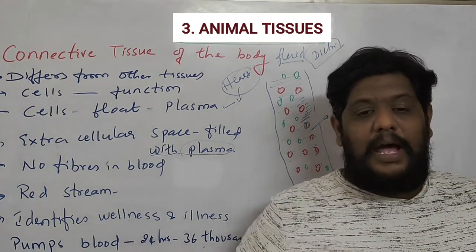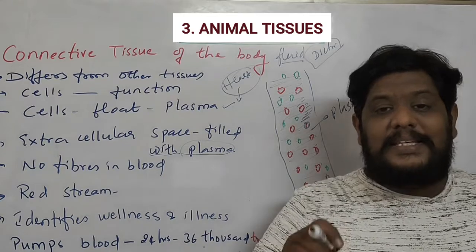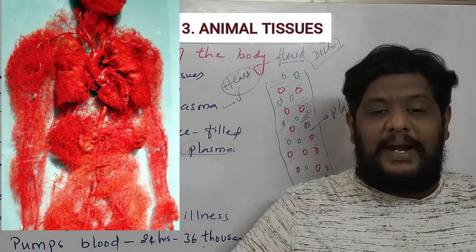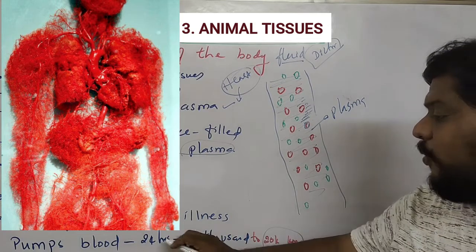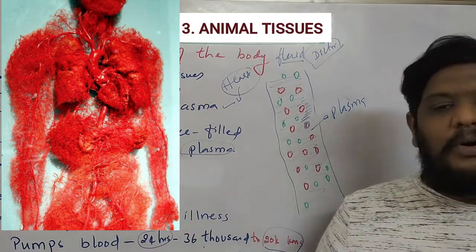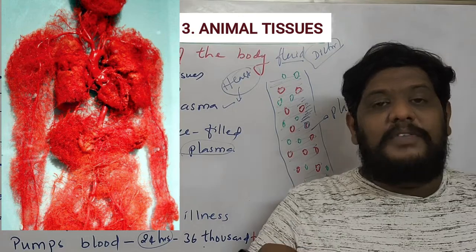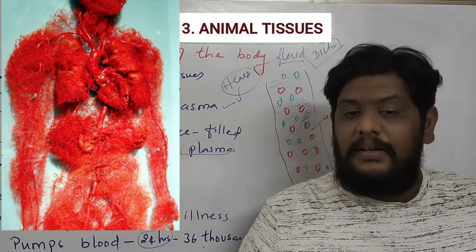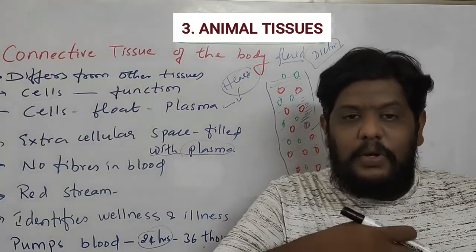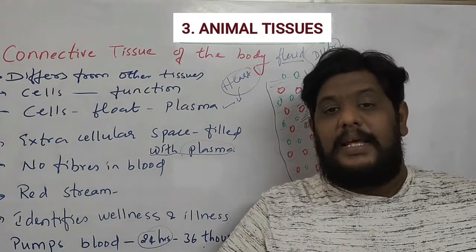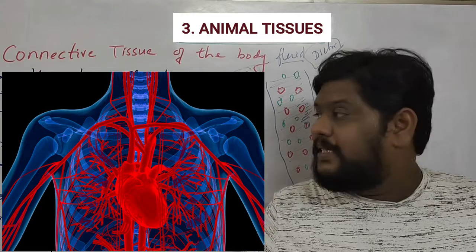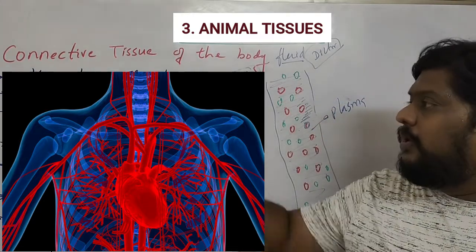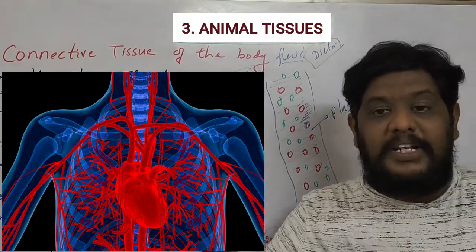In 24 hours, nearly 36,000 liters of blood is sent around 20,000 kilometers. That is only in the span of 24 hours. You can imagine the work done by our heart. Now, why does this blood go to different parts of our body? Because it contains a lot of nutrients. It contains oxygen, and that should be sent to different cells and tissues of our body.